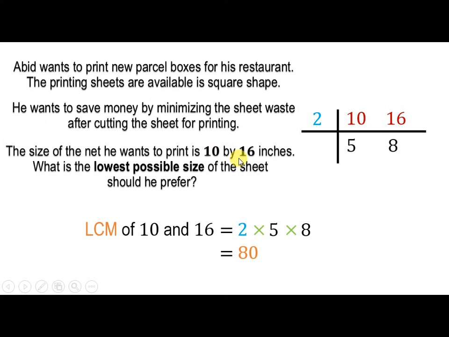Right? Why are we finding the LCM here? Because we are making sheets of 10 and 16, so we need to look for a common number, because the sheets are available in squares. The length and width of those sheets are equal, so we have to look for a single number which is a multiple of both 10 and 16. And since we are looking for the smallest one, that's why we are finding the LCM, which is the least common multiple.